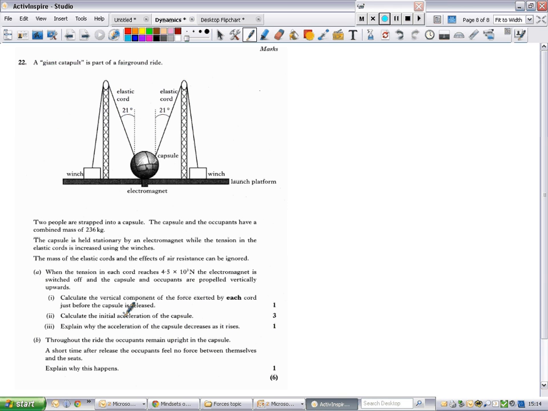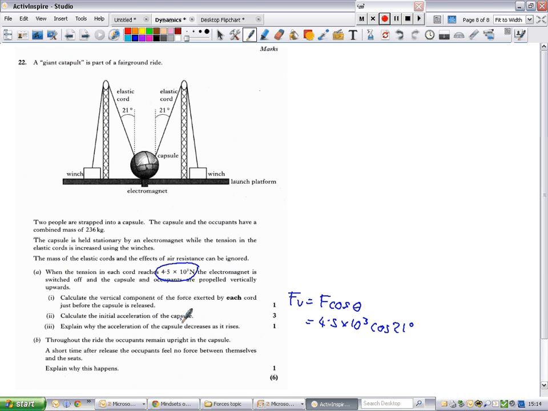Calculate the vertical component of the force exerted by each chord just before the capsule is released. For that you're going to use F cos theta, because it's each chord. The tension is given here as 4.5 times 10 to the power 3, so it would be 4.5 times 10 to the power 3 cos 21 degrees, and then that'll give you an answer.